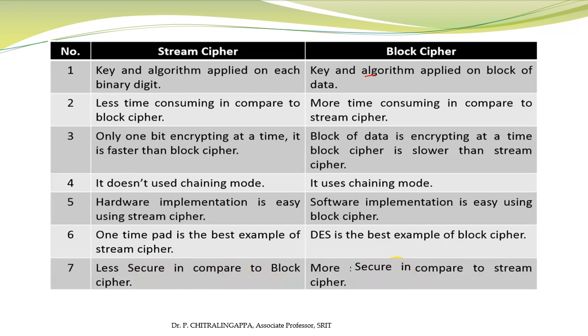One-time pad is the best example of a stream cipher. DES is the best example of a block cipher. In terms of security, compared to the stream cipher, which has less security, the block cipher has more security.